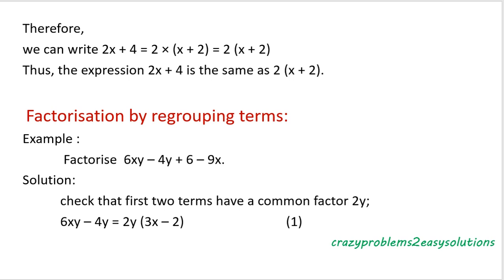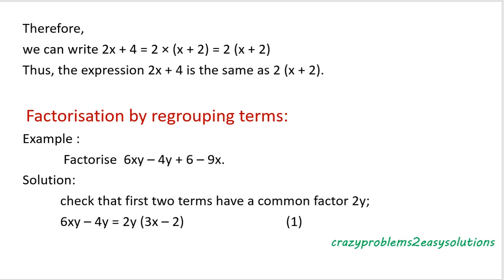Then 2 into x plus 2. This is the same as the expression 2x plus 4; if we multiply into the terms inside the bracket, we get back the term 2x plus 4 only.